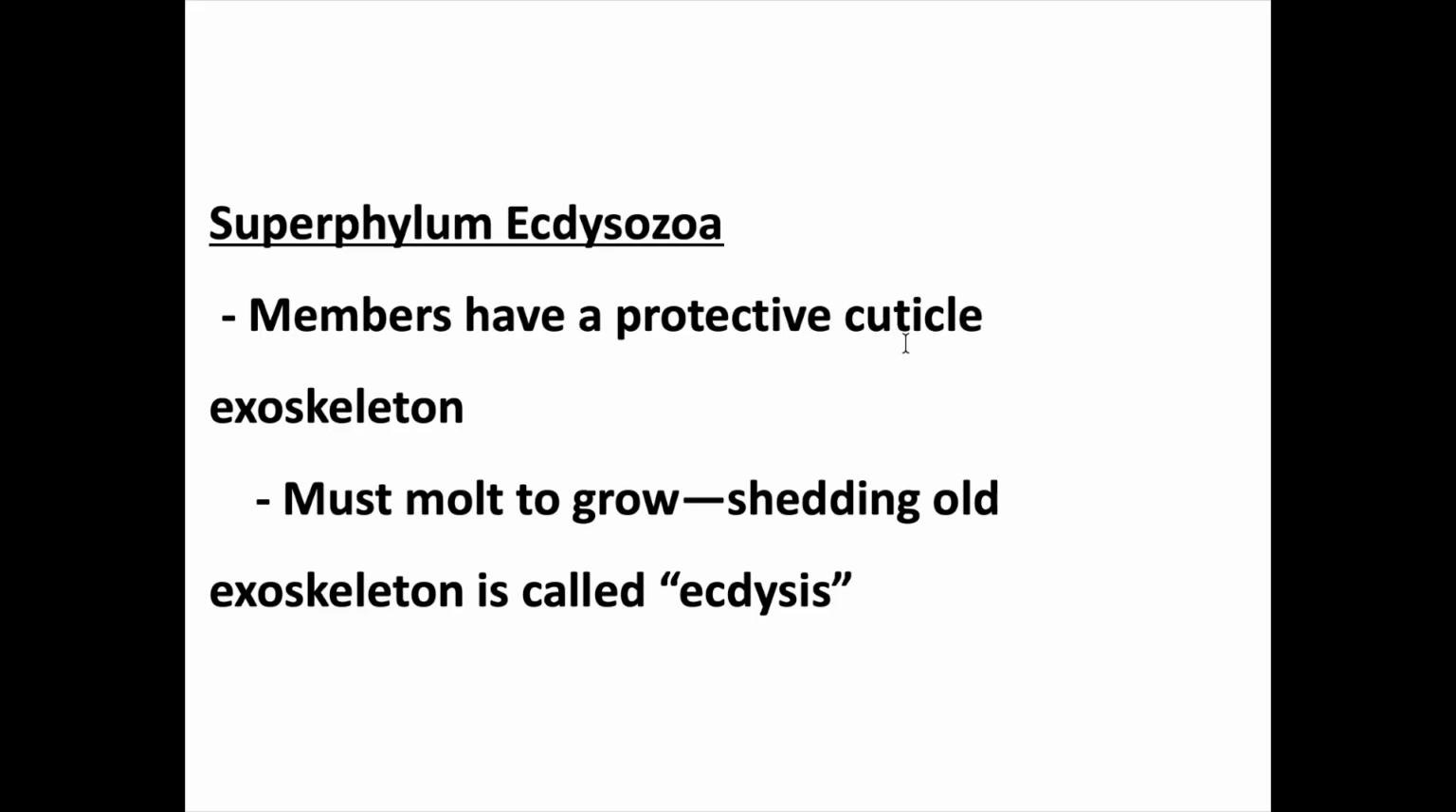But there's a downside to having an exoskeleton like this. You're trapped by it. Members of ecdysozoa need to molt in order to grow. This process of molting, of shedding the old exoskeleton, is called ecdysis, hence ecdysozoa.